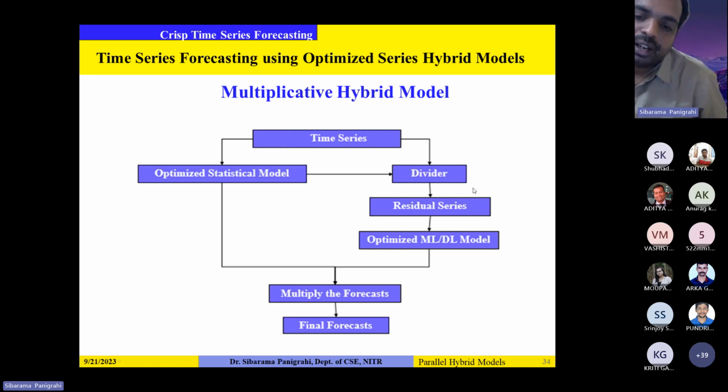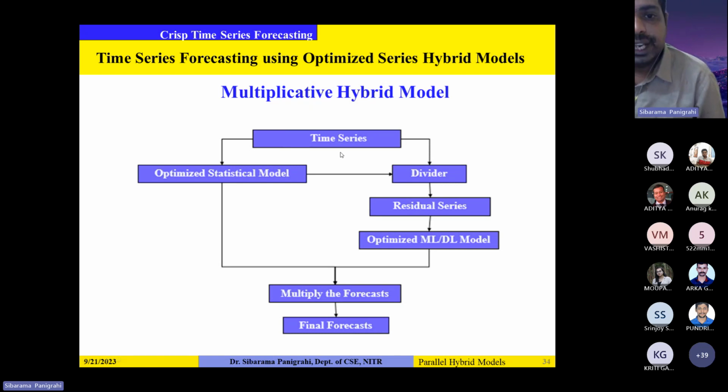Then once the nonlinear residual component is obtained, you can again apply time series forecasting methods. For example, you can convert it into input target patterns by using a sliding window. Then you can model the input target patterns by using optimized machine learning and deep learning models, and the final forecast you can obtain by multiplying the optimized statistical model forecasts with the optimized deep learning model forecasts. But while applying this multiplicative hybrid model, you need to take care of one thing.